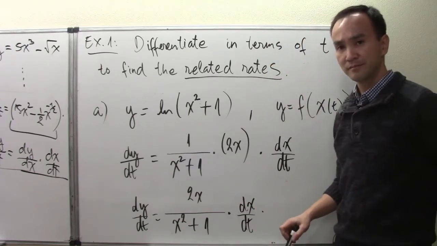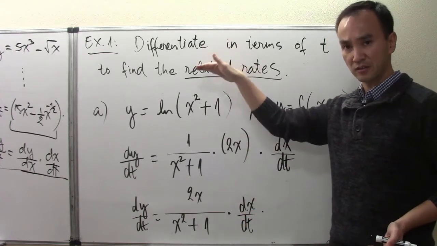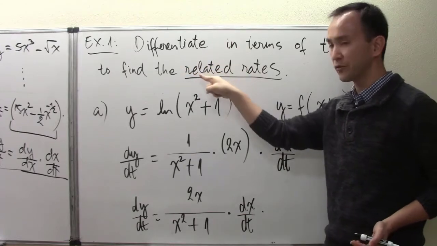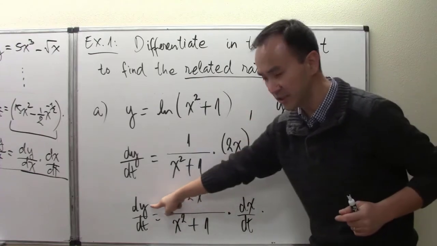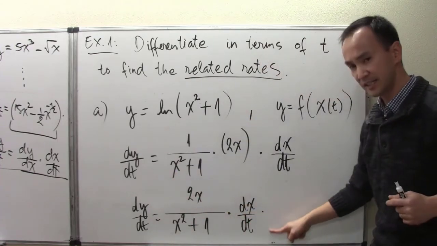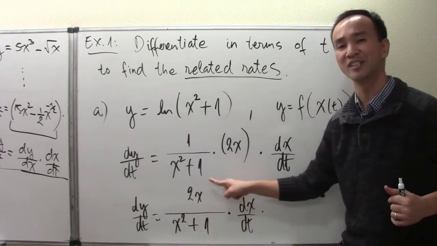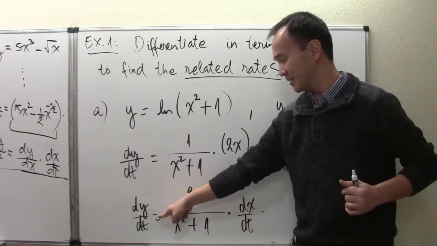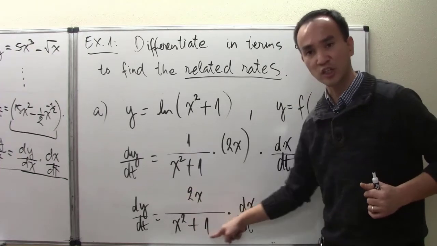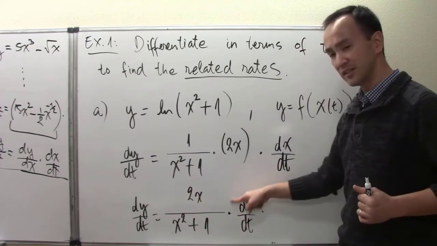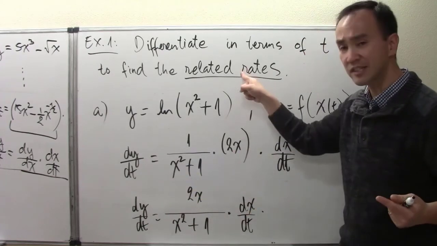So ladies and gentlemen, we have achieved our goal right here. Our goal is to find the related rates. These are all the related rates, plural. There's dy dt as one rate, there's dx dt as one rate, and this expression is also another rate, the dy dx here. So dy dt equals 2x over x squared plus 1, which is understood as the dy dx, and then this is multiplied with the dx dt. That's how the three rates are related with each other.